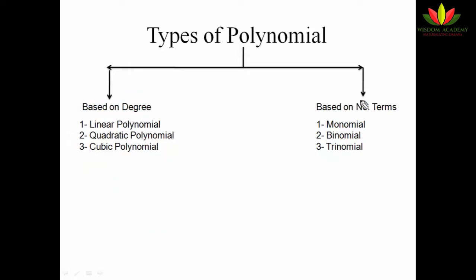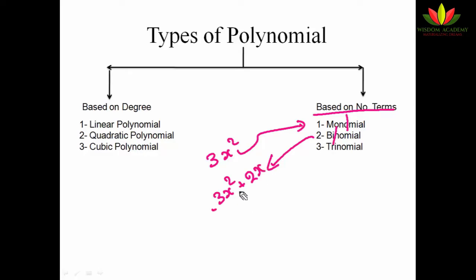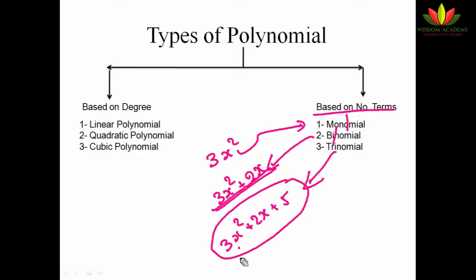Another way is based on the number of terms. If I write a polynomial with only one term, then I will take it as a monomial. Once again, mono means 1. And what is the meaning of bi? It is 2. It means I am going to have 2 terms. For example, like this, I have a polynomial with 2 terms. I will call it a binomial. And trinomial means I will have 3 terms. Like this, right? I have 1, 2, 3.